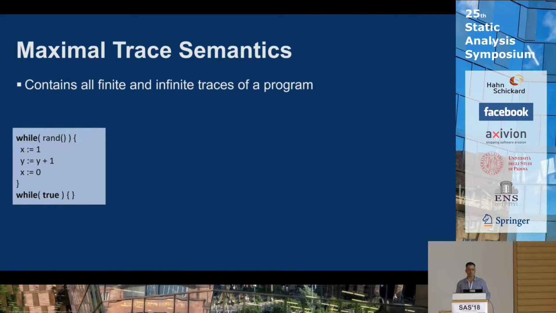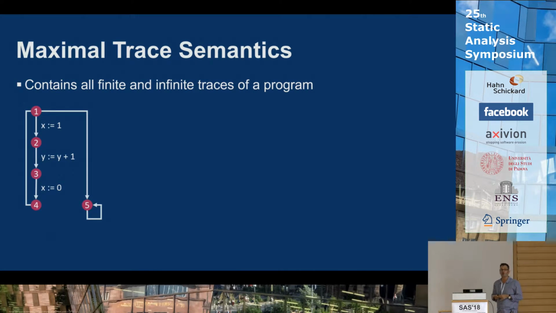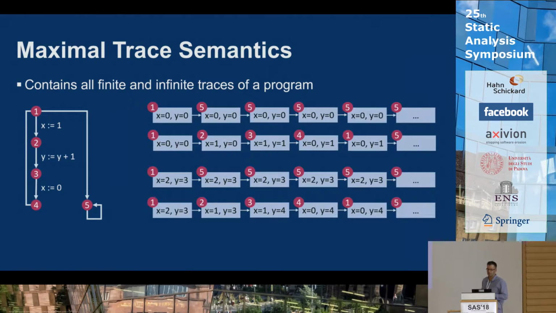So we start with the program semantics, where we use a maximal trace semantics. So we look at all the finite and infinite traces of our program. In order to see how we do that, it's easier to go from a program text to a control flow graph. So this is how I will represent programs from now on. So it's the same program as before. We have the loop here, and then eventually we leave the loop and we go into this infinite loop here. And then we collect all the traces. Here are 4 of them. Of course, there are infinitely many.